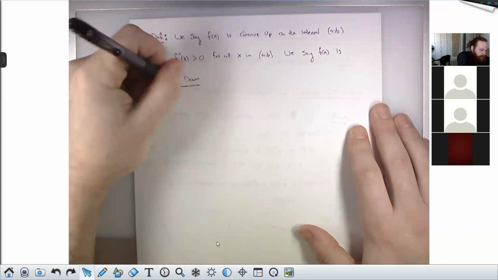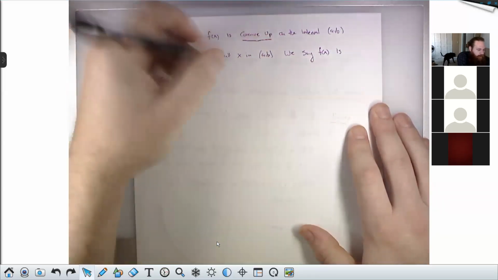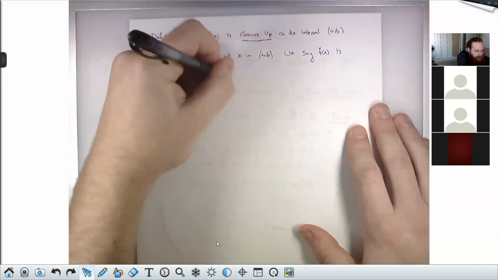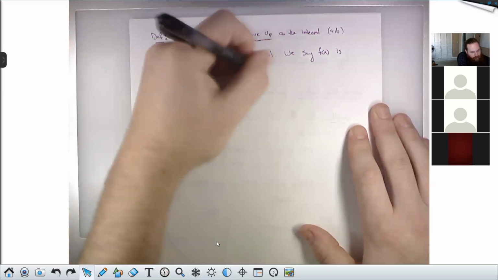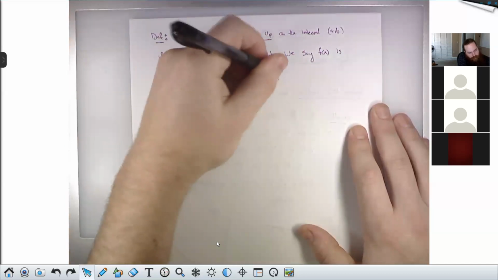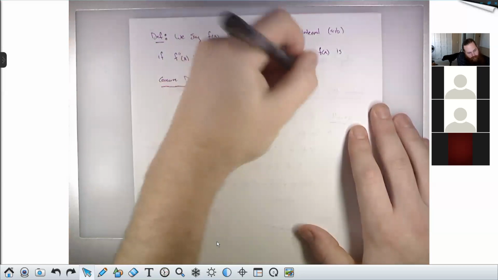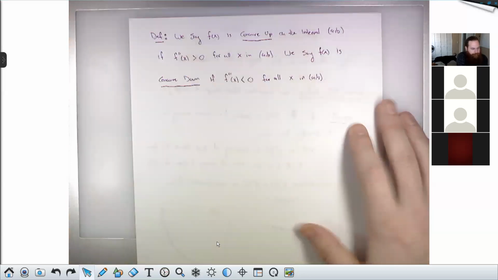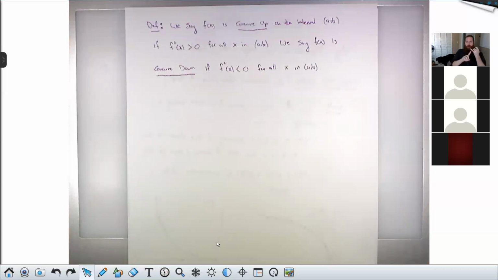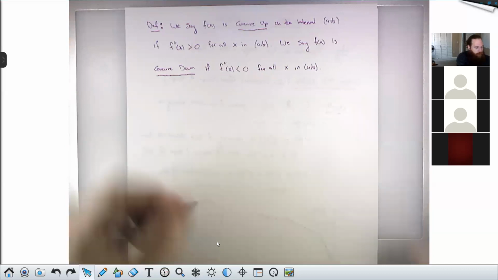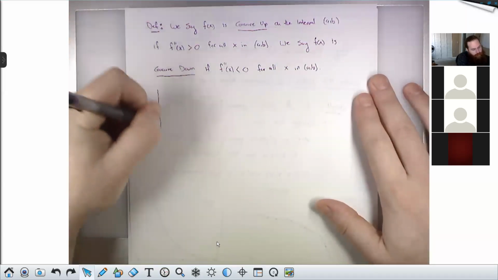And these are the things we're defining, concave up and concave down. If f prime prime x is negative for all x in AB. And there's 4 possible combinations. You can be increasing concave down, increasing concave up, decreasing concave down, and decreasing concave up. So I want to draw a little bit of each of these.